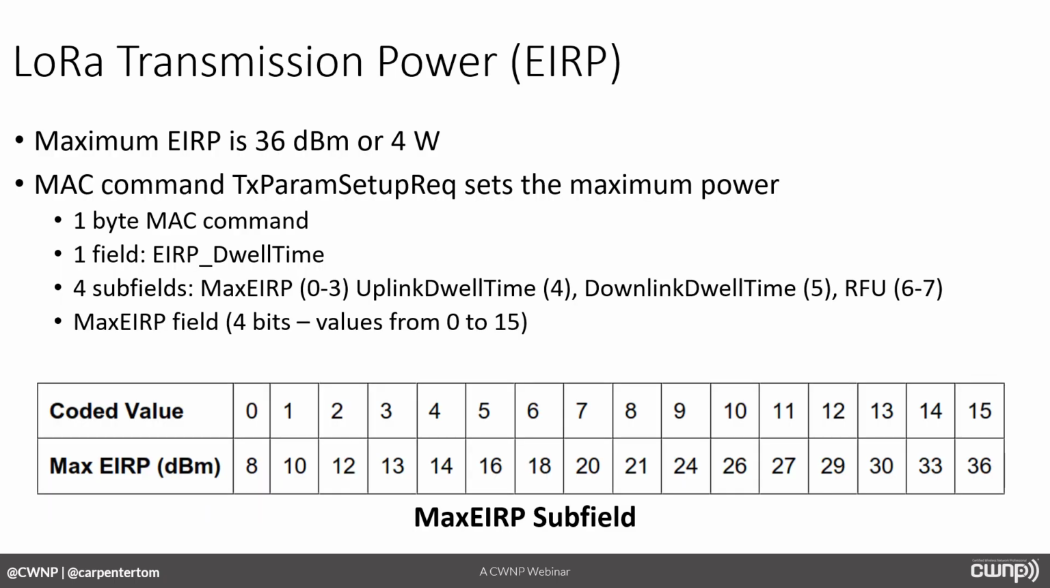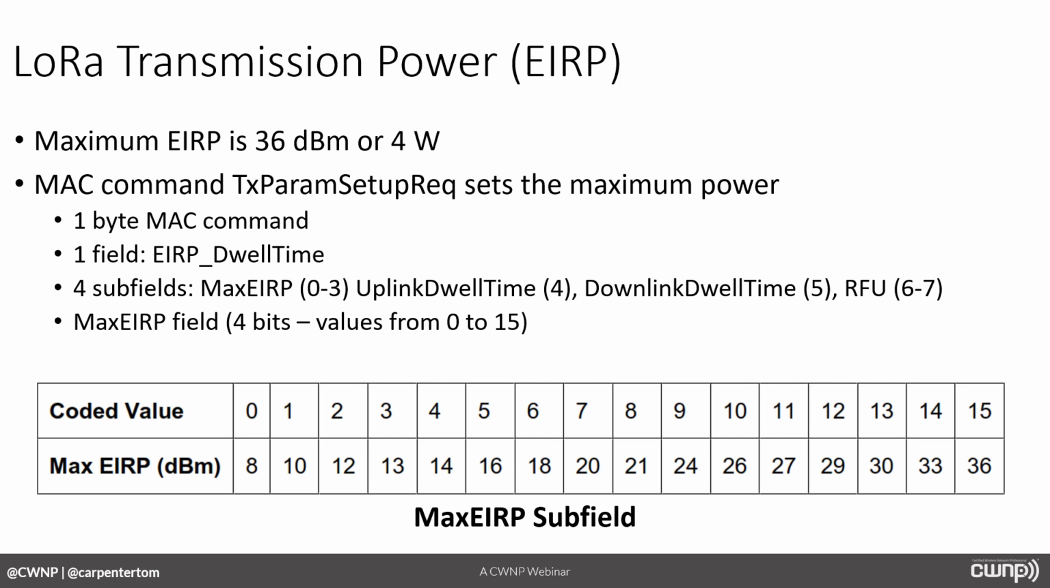How do we know what the transmit power is? Well, the maximum EIRP is 36 dBm. That's the maximum that could possibly be transmitted anywhere in the world, right? But that's not allowed everywhere in the world. LoRa communications use something called MAC commands. MAC commands are commands that are used in relation to configuration and communication about the status of the network.